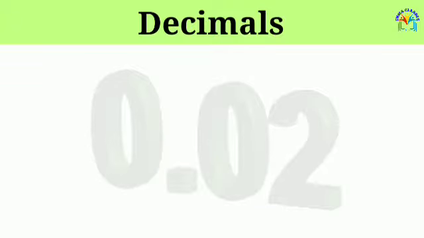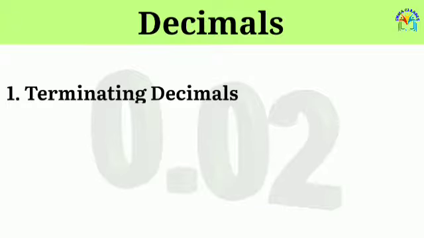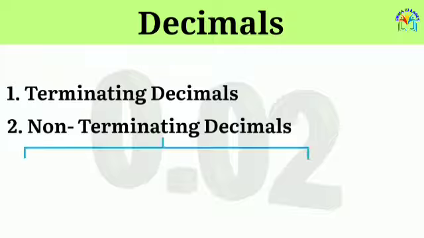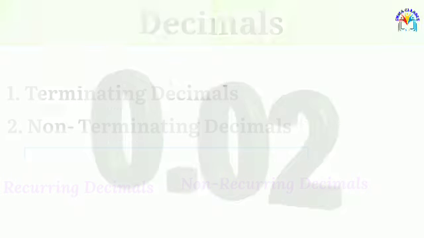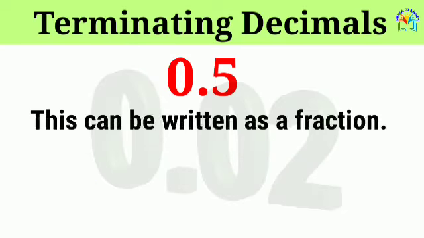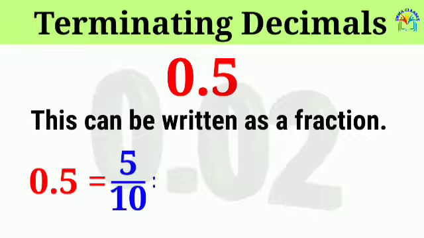Decimals are classified as terminating decimals and non-terminating decimals. Non-terminating decimals are further classified as recurring decimals and non-recurring decimals. If the fractional part of a decimal is finite, then it is a terminating decimal. This decimal can be converted into a fraction.